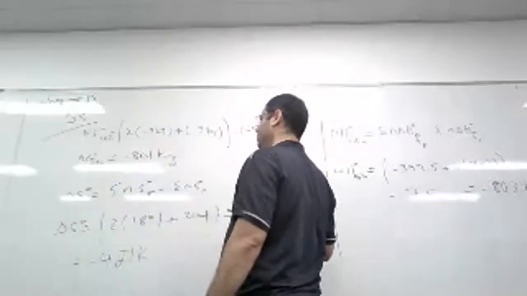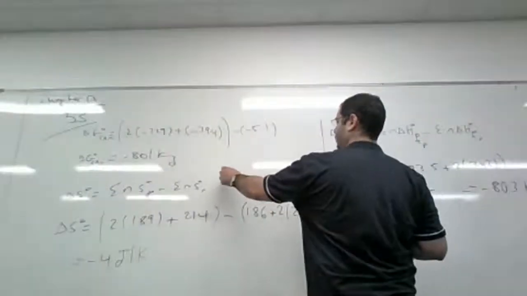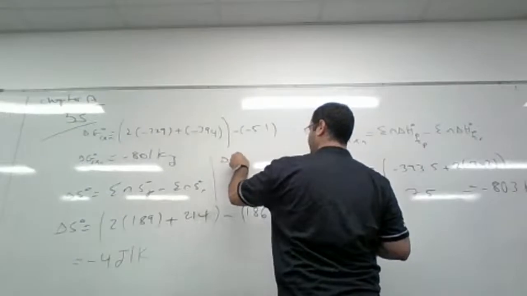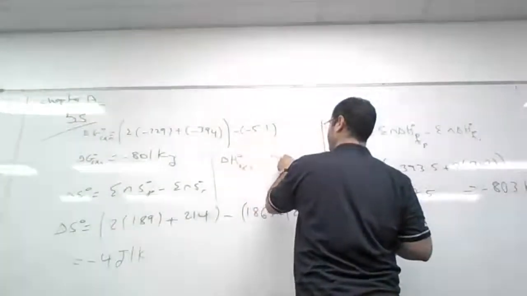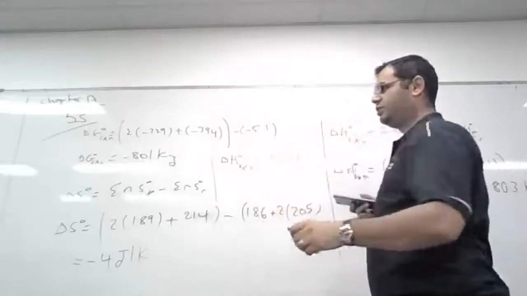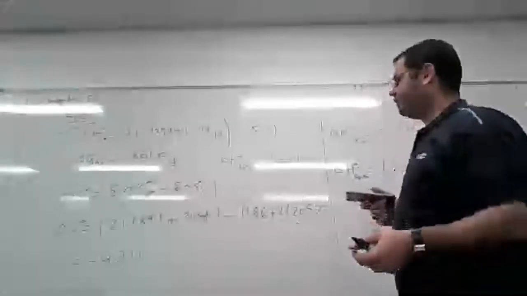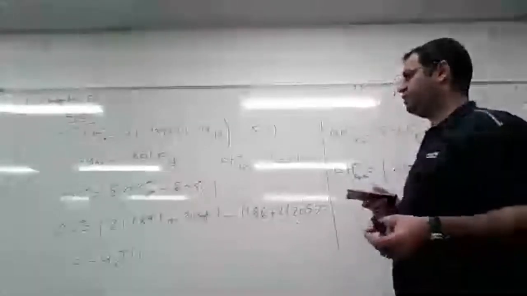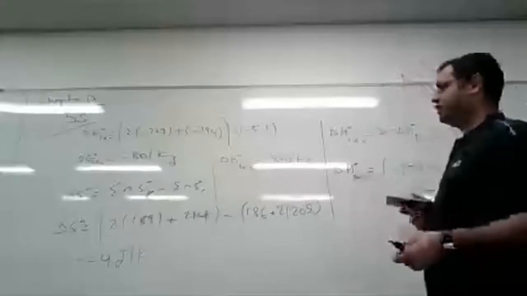Of course, we can calculate since we have the values. We have delta H, we calculated it. It's equal to minus 803 kilojoule. So we know what to do. We calculated all the values that we need. We have delta H naught, we have delta S naught, and we have delta G naught. We have the three values.